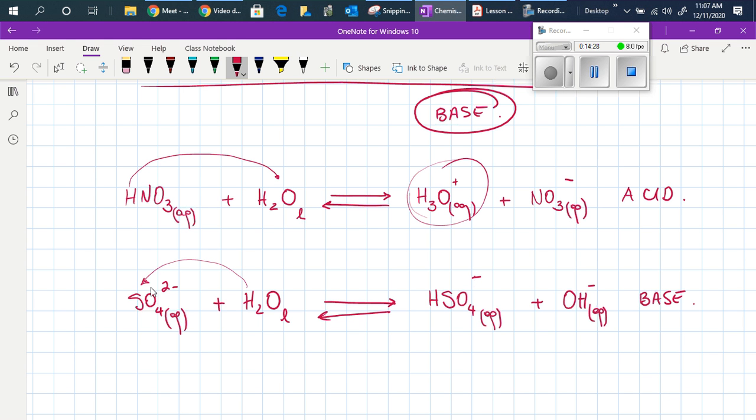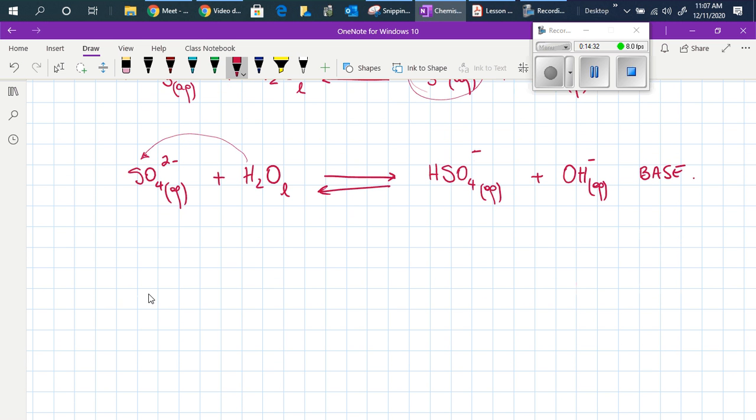which will make it a base. Let's see now another one. Let's see this PO3 minus in aqueous solution. In aqueous solution means that we have the presence of water.